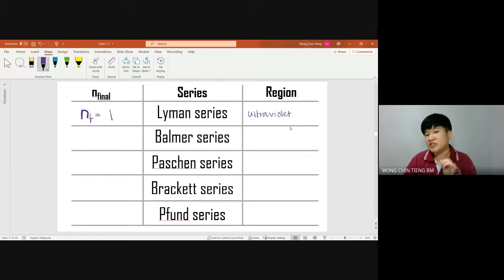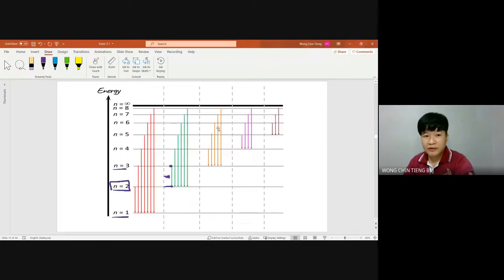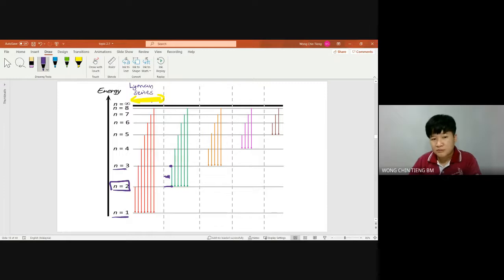And apa maksud region ultraviolet over here? Remember Lyman series is formed because all the electron drop to n equals to 1. Betul? So I show you straight away. So during all this transition, yang warna merah ni, this is your Lyman series. Betul? So to form your Lyman series means all the transition must drop back to n equals to 1. That is your n final, n equals to 1.